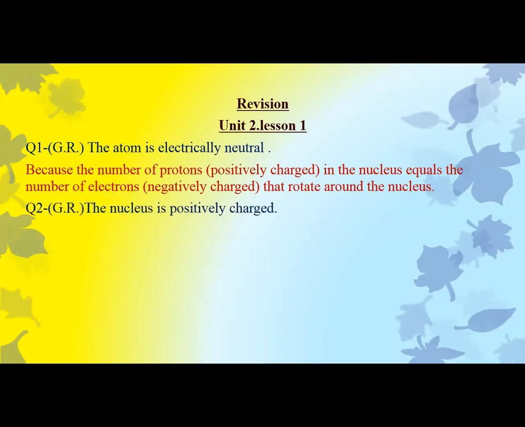Another give reason. The nucleus is positively charged. Inside the nucleus, there are positive protons and neutral neutrons, meaning no charge. So overall, the nucleus will be positively charged. This is due to the nucleus containing positively charged protons and neutral, or uncharged, neutrons.